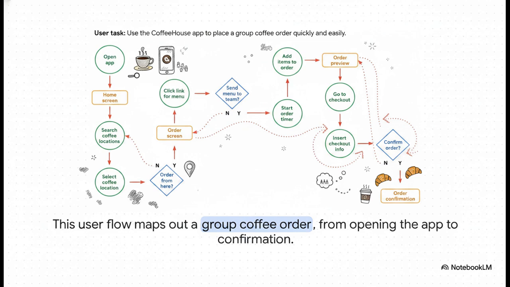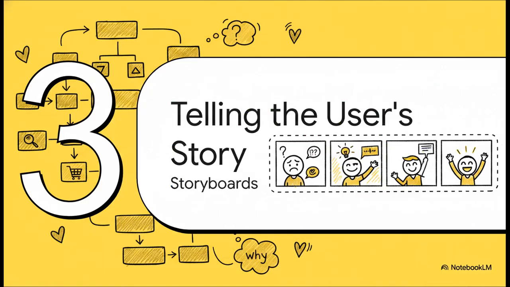A common mistake is getting way too detailed too early, but this flow avoids that. It focuses on the big decisions, like send menu to team, and it visualizes the entire task so clearly from start to finish. Okay, so user flows give us the logical skeleton, right? The what and the how.